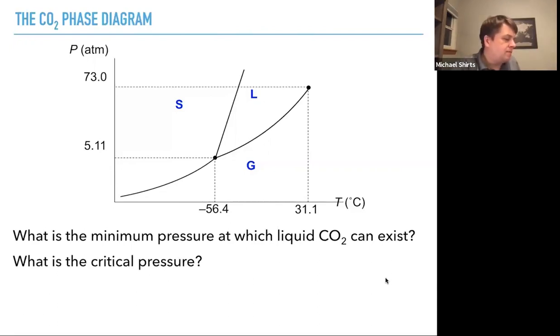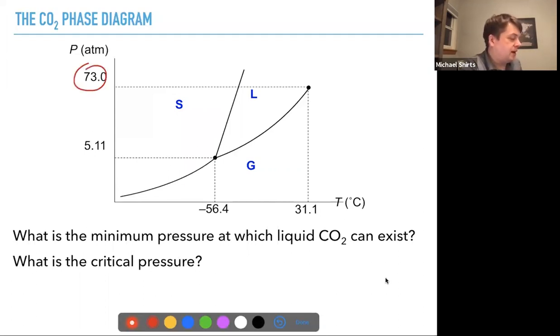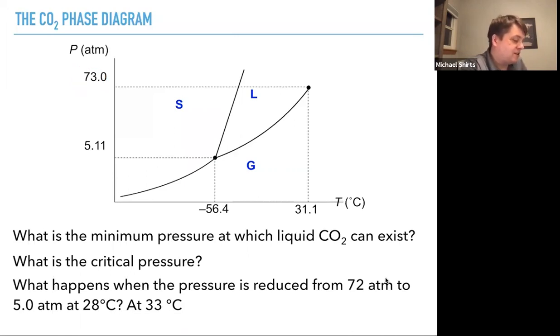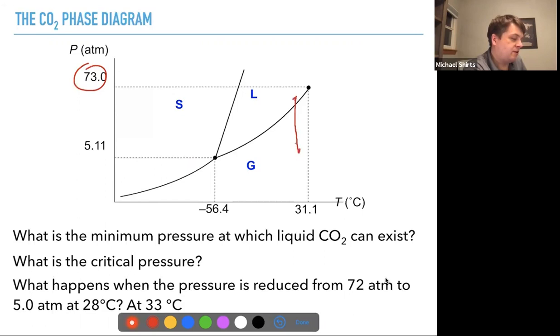Okay. What's the critical pressure? Well, the critical pressure is going to be the pressure above which it can no longer be a liquid. So the critical pressure would be here. And what happens when the pressure is reduced from 72 atmospheres to 5 atmospheres at 28 degrees C? Well, at 28 degrees C, if we go from 72 atmospheres to 5 atmospheres, then we'll be going through a transition from liquid to gas. If we do it at 33 degrees C, then we will have no transition from liquid to gas. It will simply be a fluid of varying densities.